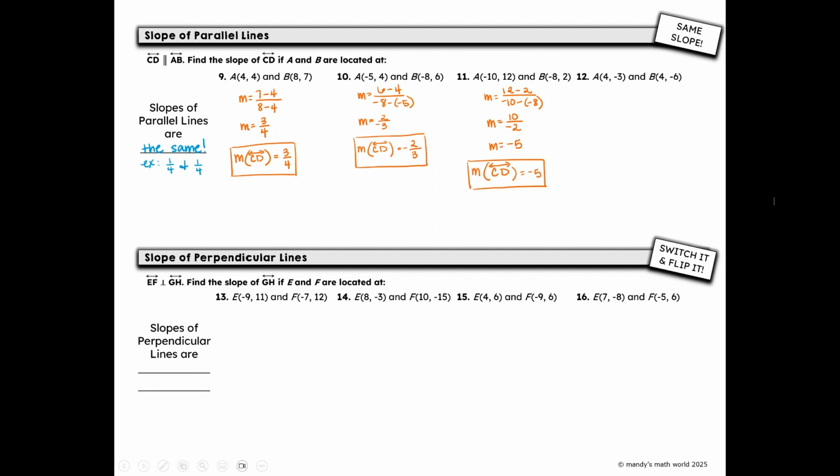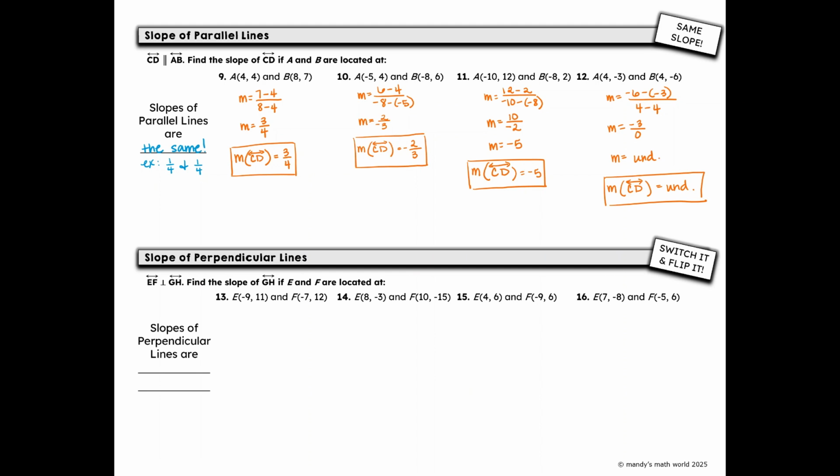Number 12, let's plug it into our slope formula. Negative 6 minus negative 3 over 4 minus 4. Simplified, that comes out to negative 3 over 0. Can I have 0 in the denominator? No, that's an undefined slope, which means the slope of a line that's parallel to this line will also be undefined.